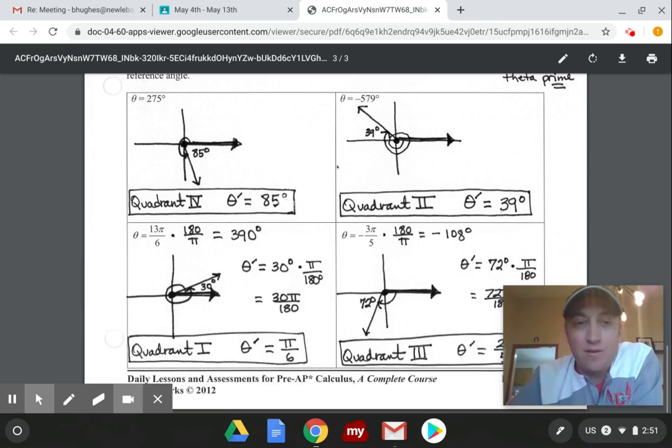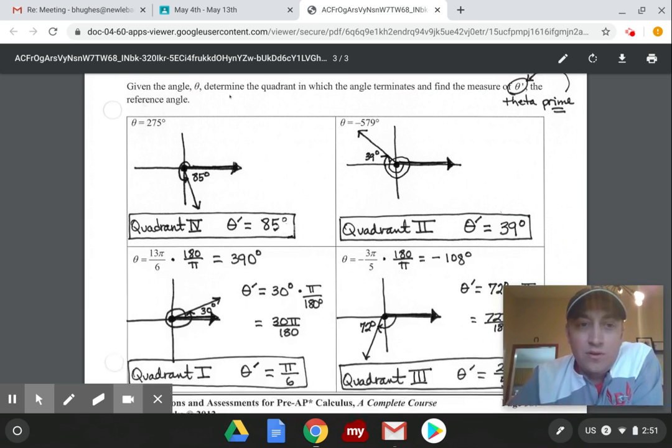All right, so the last thing here, given the angle, determine the quadrant in which the angle terminates, and then find the measure of theta prime, which is the reference angle. So the first one, 275 degrees. I start at the initial side, and I use my arrow of rotation to go around until I get to 275 degrees. So I'll go 90, 180, 270, and I would need to go 5 degrees more to get to 275. My reference angle is always going to be less than 90 because it goes from the terminal side straight back to the x-axis. So my reference angle in this one is 85 degrees, and that terminal side is in quadrant 4.